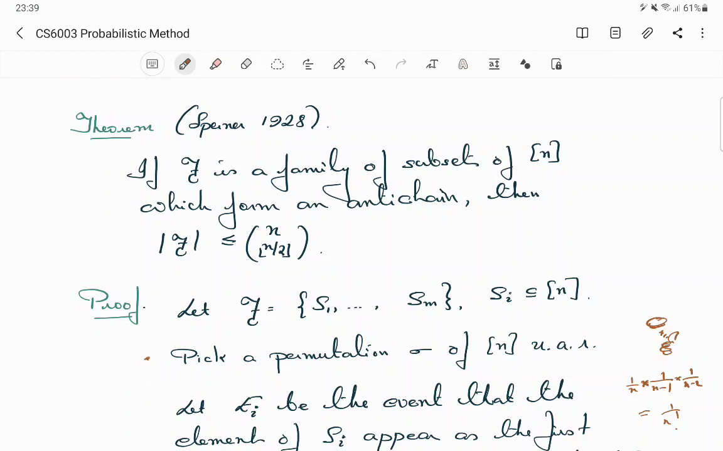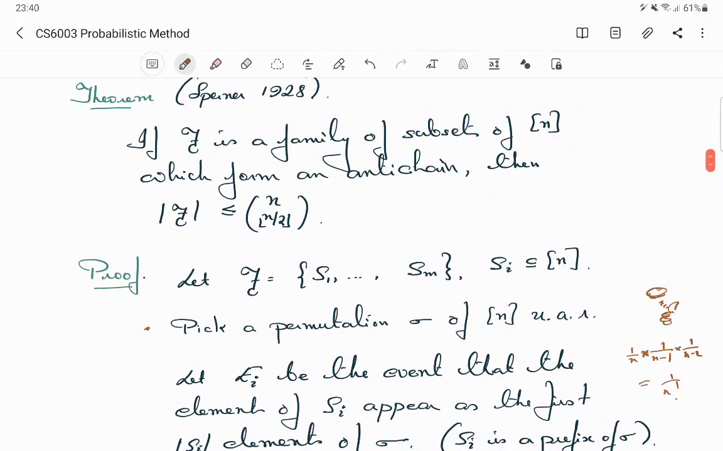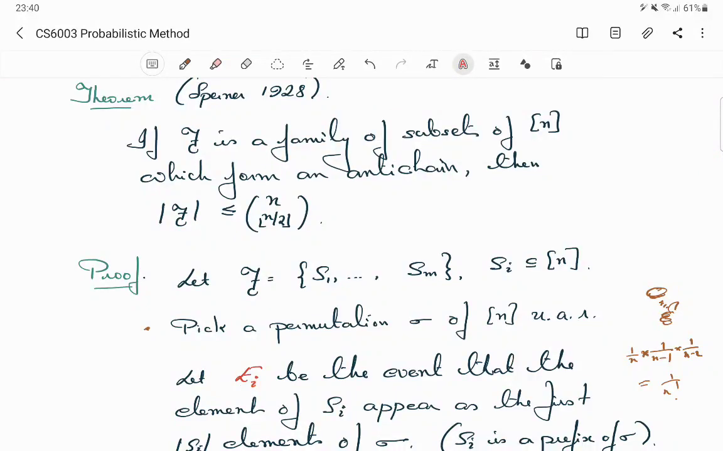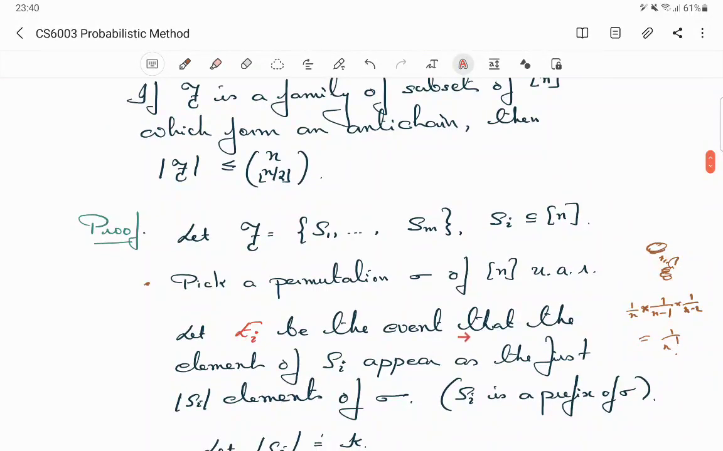Okay, now what is the event whose probability I want to analyze? This is the event, the event Ei that I want to analyze, is the event that the elements of Si appear as a prefix of sigma. So I am looking at the event where Si appears as a prefix of sigma.